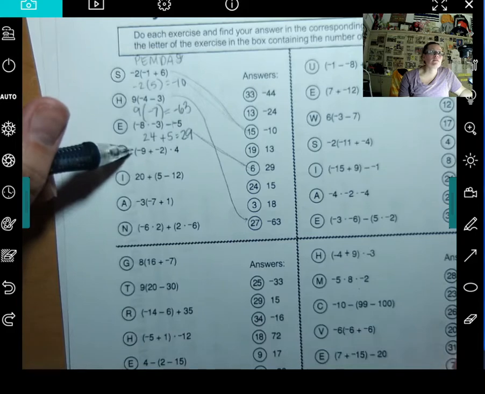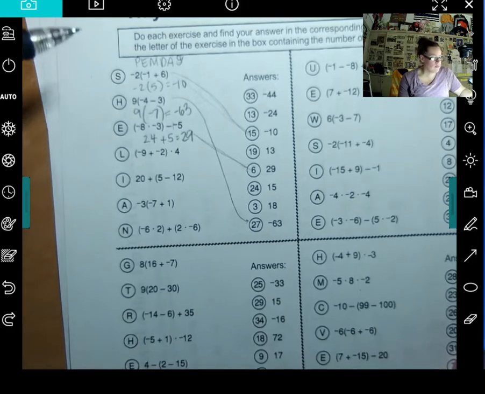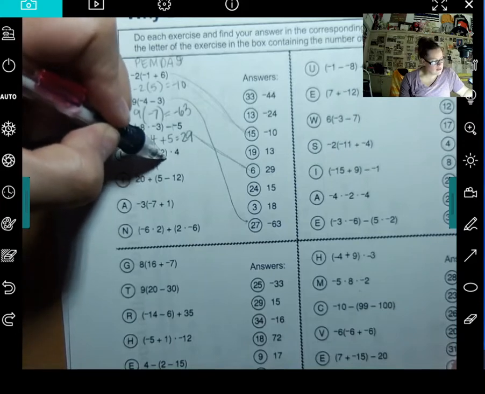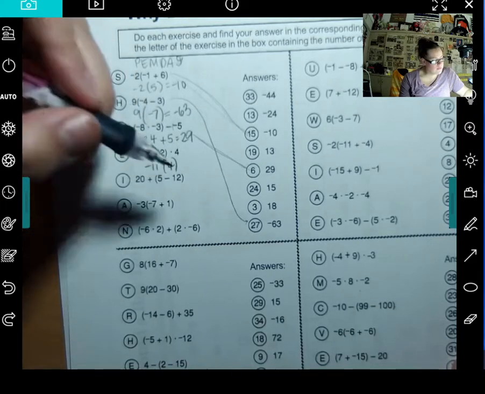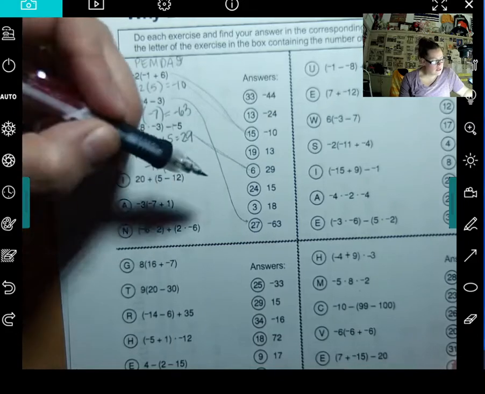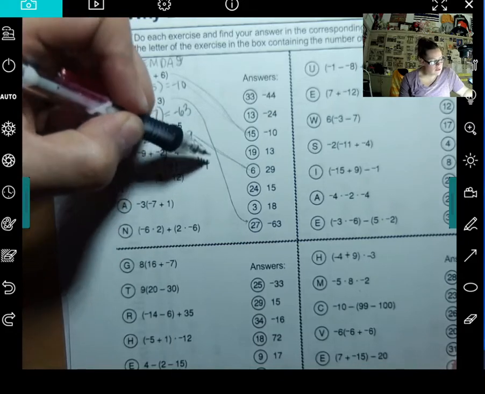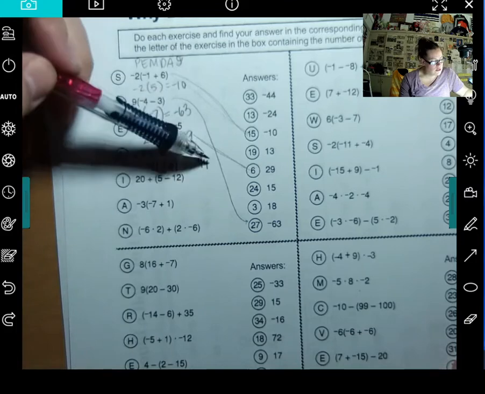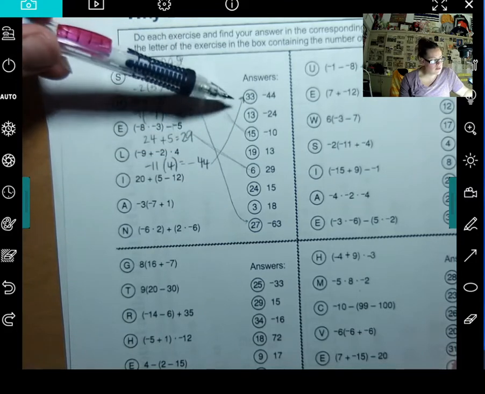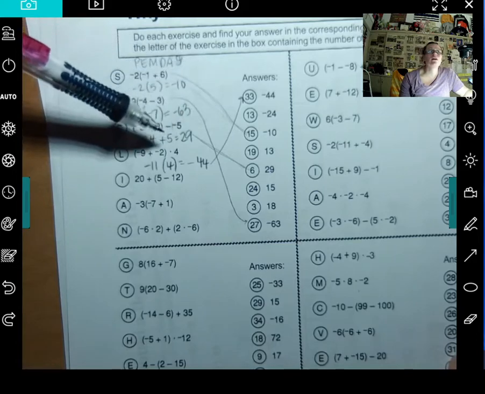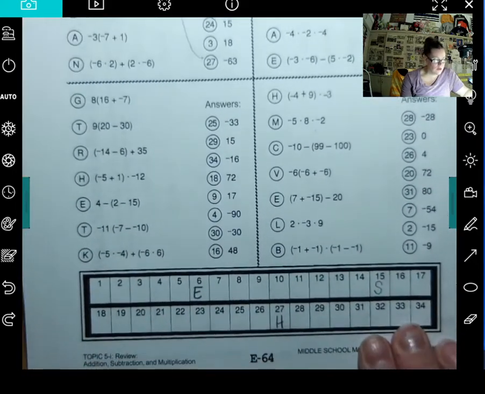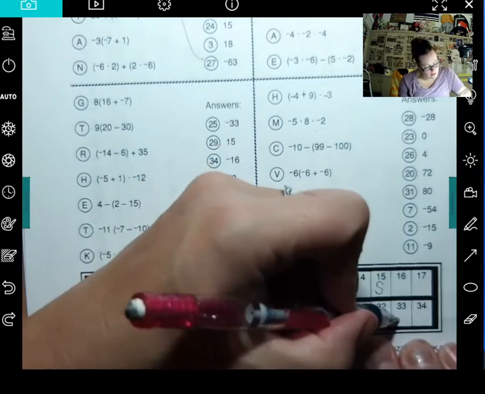Next, we have -9 plus -2 times 4. So -9 plus -2 is -11 times 4. A negative times a positive results in a negative, and then 11 times 4 is 44. So -44 corresponds to number 33, and this is for letter L. So 33 is an L.